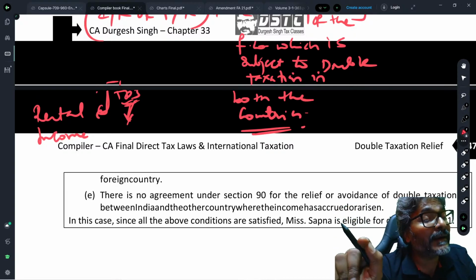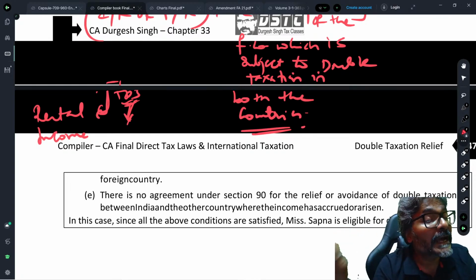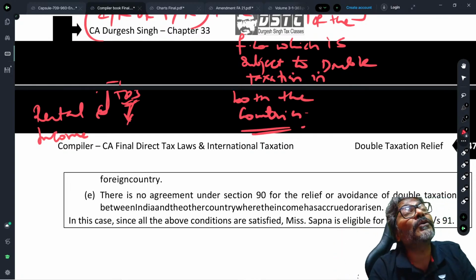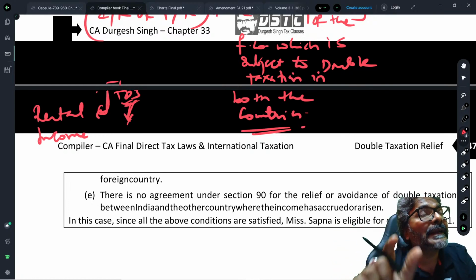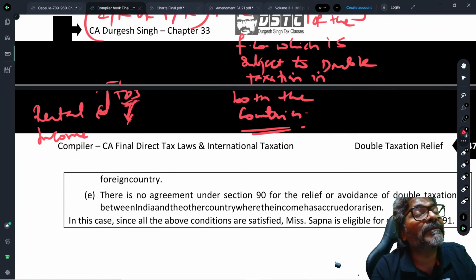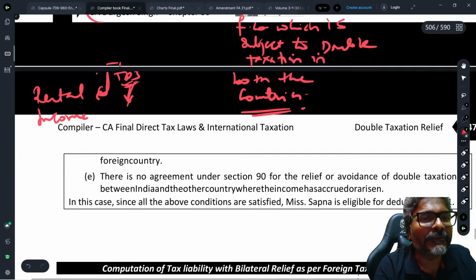Whereas in India, the rental income will be subject to further deductions, and only the net amount of the annual value will form part of the total income. Only the net amount of the annual value will form part of the total income, and the answer is yes. That is how we will have to consider it.